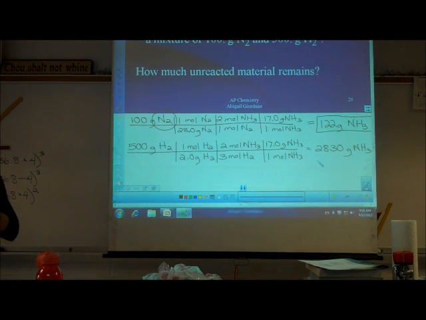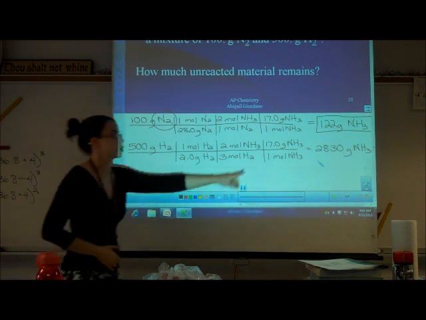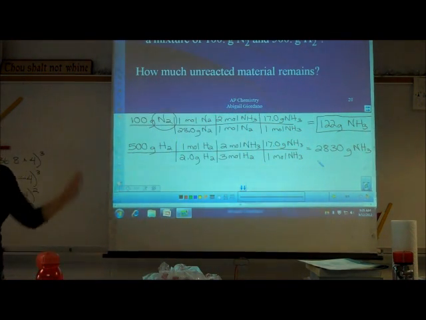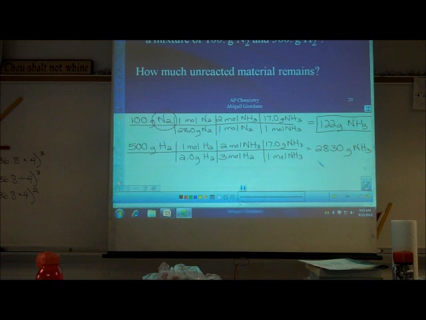Okay? And I'm telling you, it seems like a real nitpicky thing, but the AP graders are very picky about what you circle as your answer. If they say which is the limiting reactant and you circle this number, they're going to mark it wrong. They would give you credit for the work, but the answer would be wrong. You circled a number that is a product. You didn't circle the reactant.